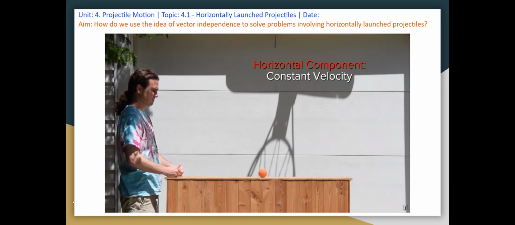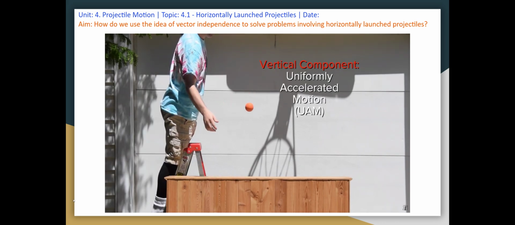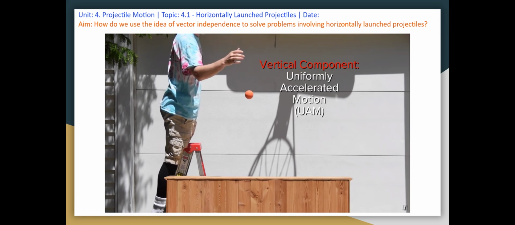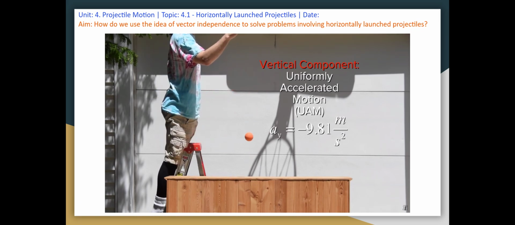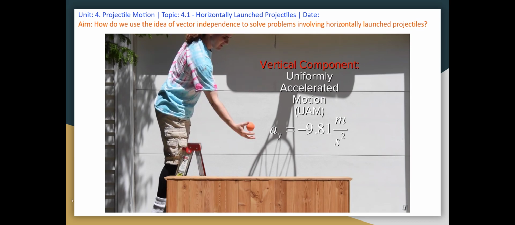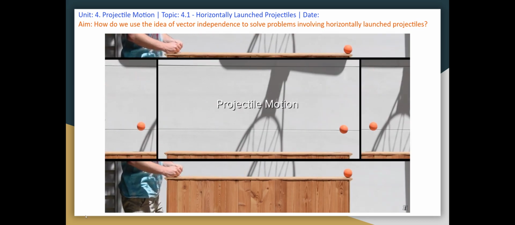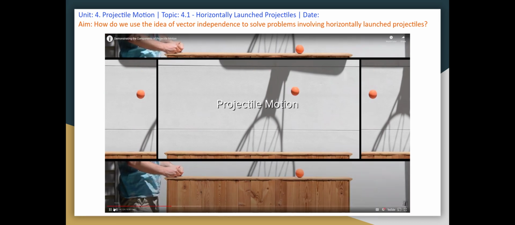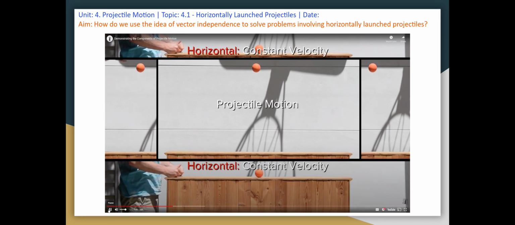The horizontal component is constant velocity, and the vertical component is uniformly accelerated motion, with a downward acceleration that has a magnitude of 9.81 meters per second squared. Now, let's combine them all. Again, notice how the x direction has a constant velocity and the y direction has a uniform downward acceleration.